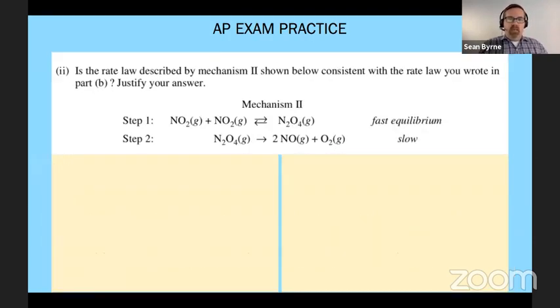The second one is a little bit more complicated, right? Because we have one of these fast equilibrium problems. And so our initial thought might be to jump to step number 2 and say, oh, hey, this is the slow step of the reaction. The slow step would be first order for N2O4. And so that seems like it's inconsistent with what our rate law was in part B.